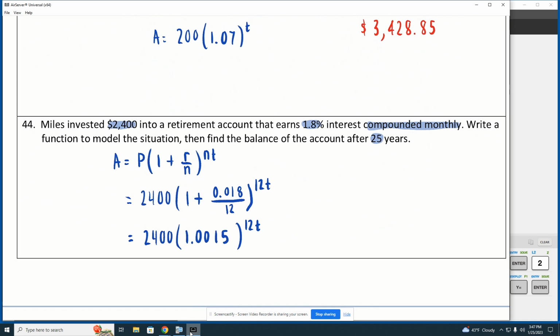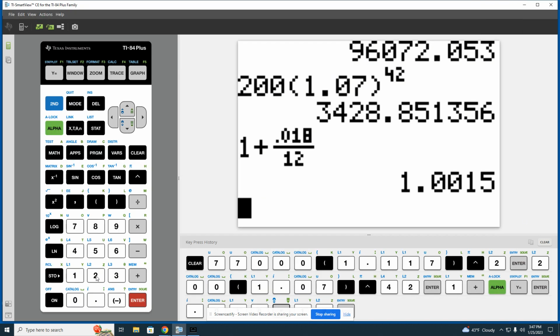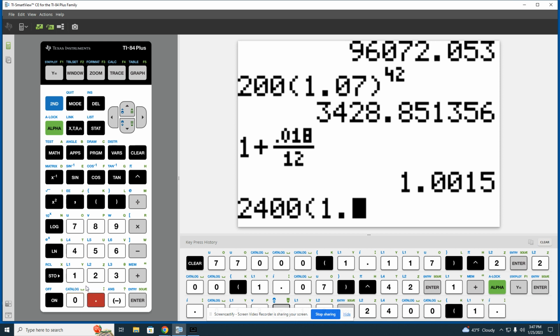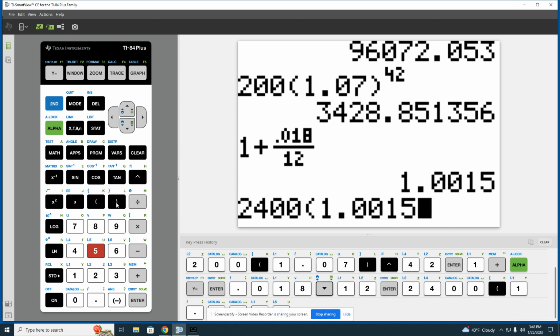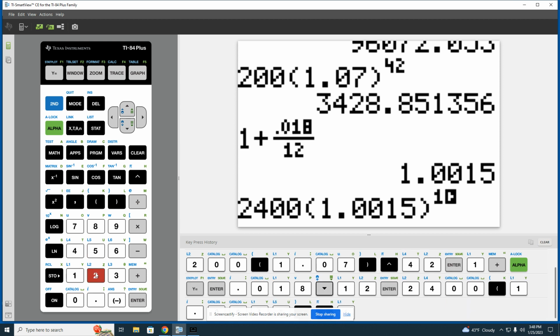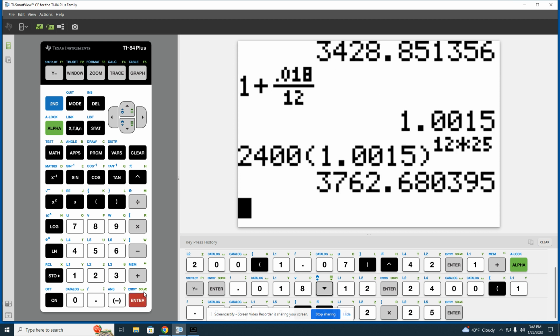Now, how do we find out what it is after 25 years? We take 2,400 times 1.0015, and we raise that to the 12 times 25 power. So I'm going to go in here, and I'm going to type in 2400 times 1.0015, and that's raised to the 12 times 25 power. And I get $3,762.68.